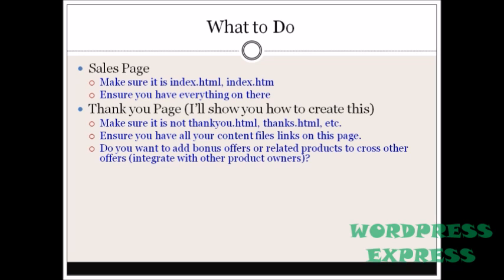And another few things before I move on and show you actually how to do it is your thank you page is prime real estate. And what I mean by that is that when people land on your thank you page, you can sell other things, you can add bonus offers, unexpected bonus offers. You can also add related products to cross-sell other offers, or you can also integrate it with other product owners' products. You can make some sort of agreements with other product owners, say, hey, I'll put your product on my product. You can get a list of buyers if they can get your free product and so forth.